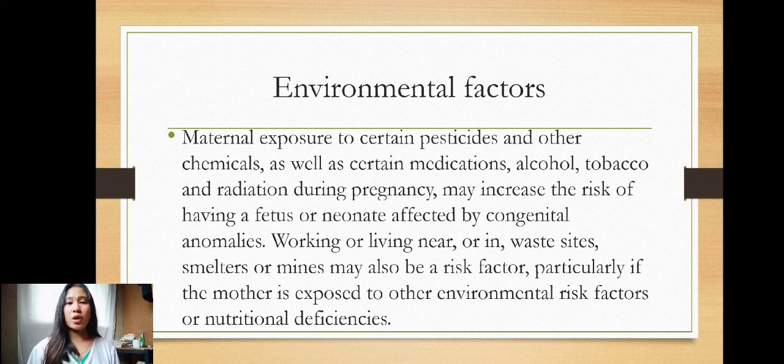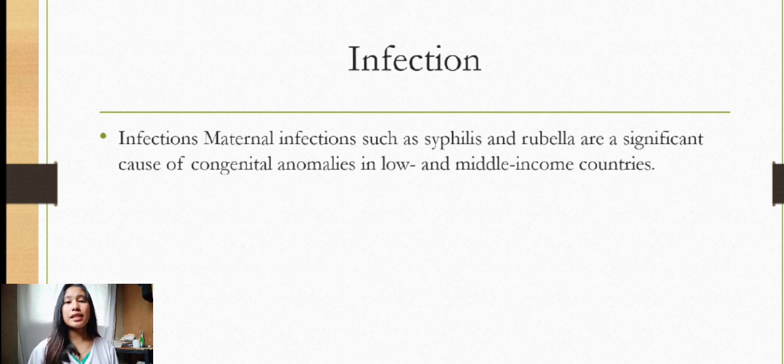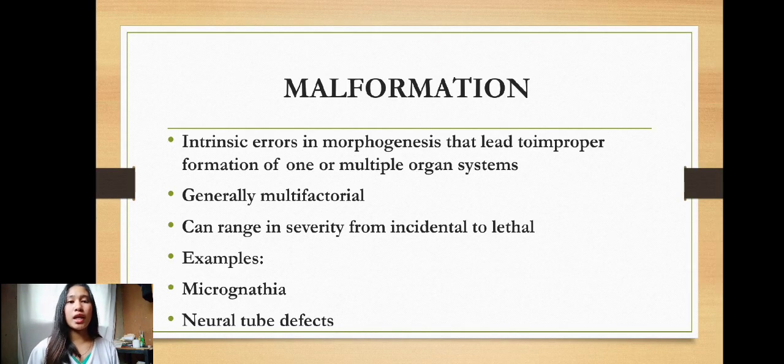Working or living near or in waste sites, smelters, or mines may also be a risk factor, particularly if the mother is exposed to other environmental risk factors or nutritional deficiencies. The last is infections. Maternal infections such as syphilis and rubella are a significant cause of congenital anomalies in low and middle income countries.